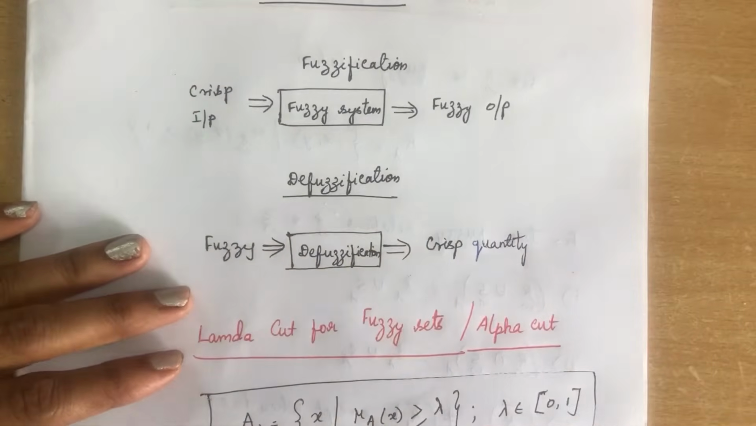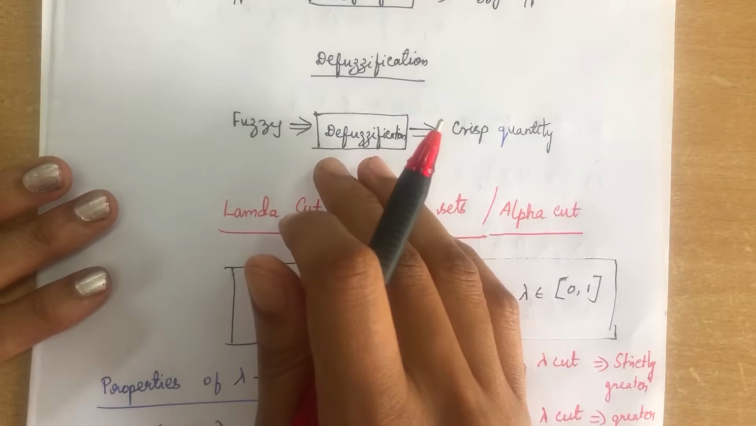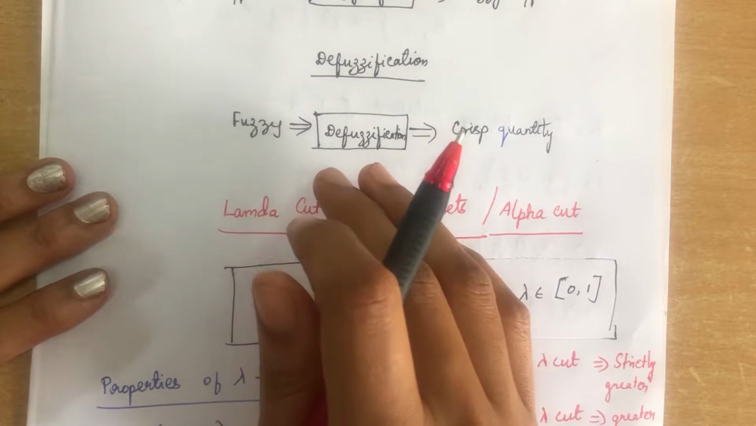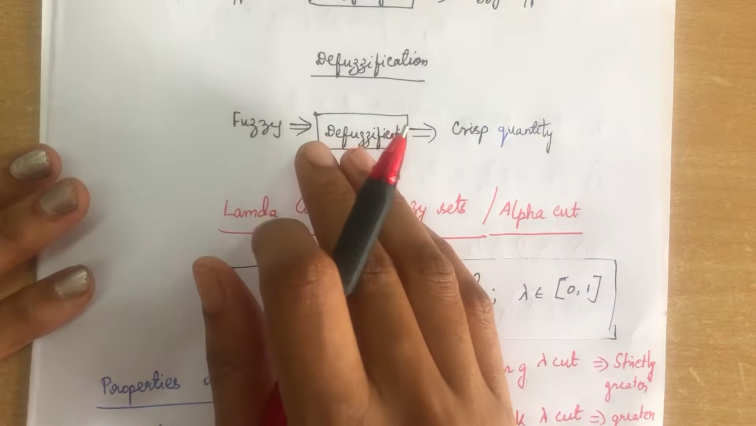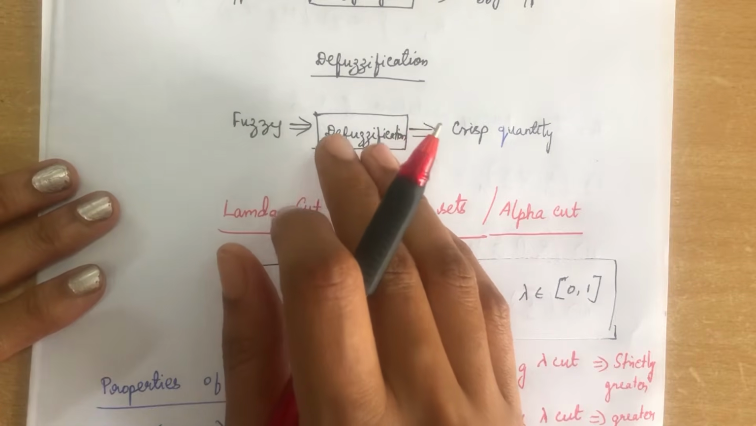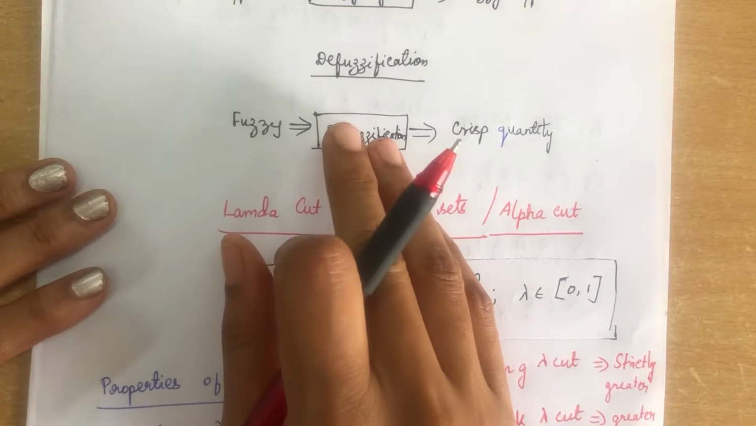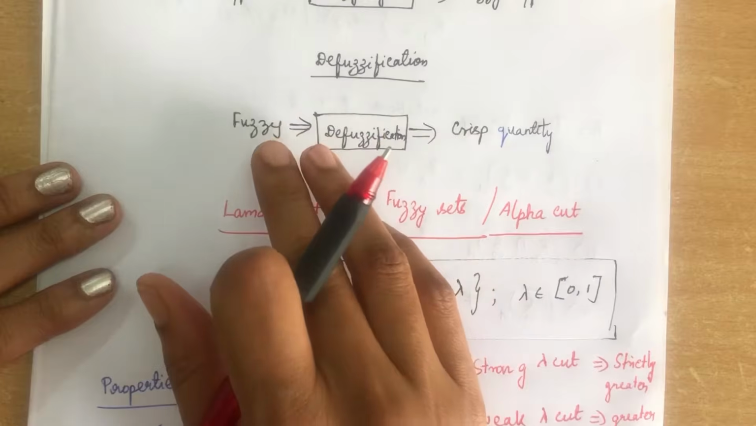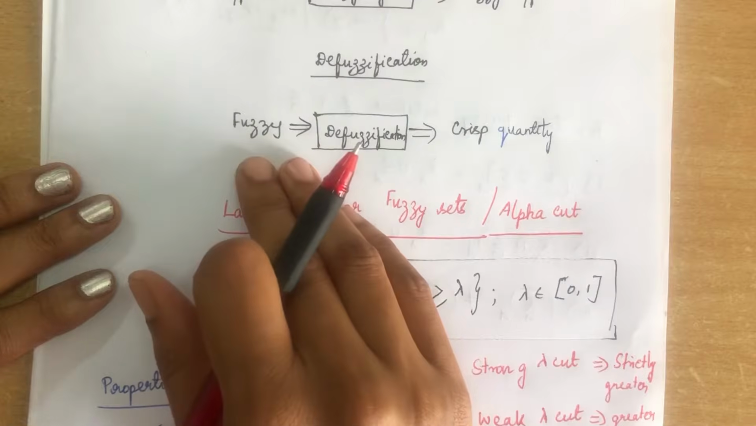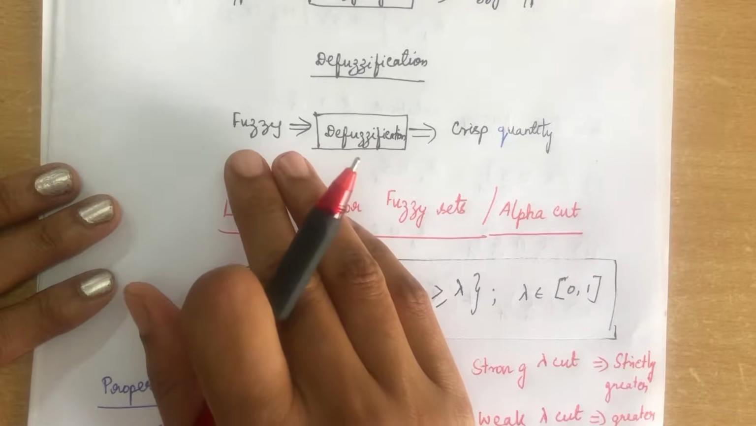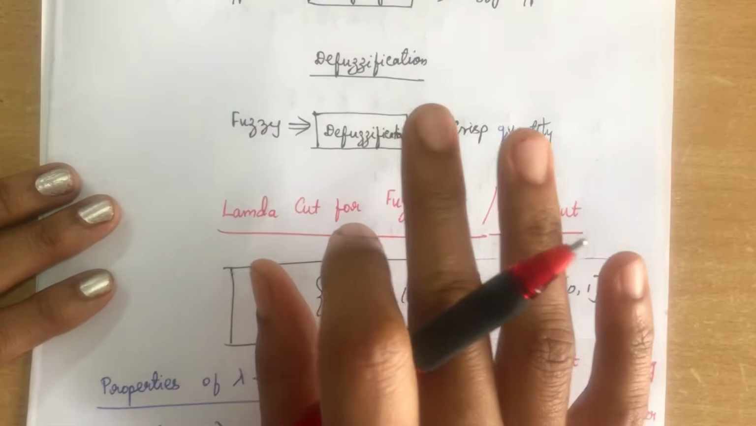Defuzzification is required in many practical applications to actuate the control. Sometimes, fuzzy values are not suitable to actuate the control. In that case, we need to convert all the fuzzy values into crisp values. So we can define defuzzification as converting the fuzzy matrix into a crisp matrix, or converting a fuzzy quantity into a crisp quantity, or a fuzzy set into a single valued set. These are several definitions we can give for defuzzification.